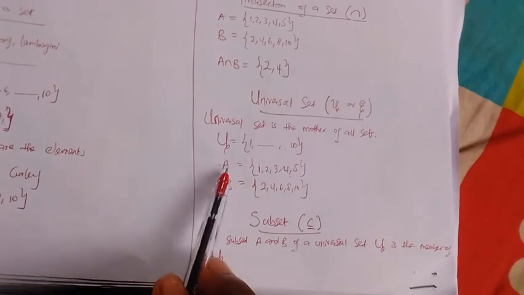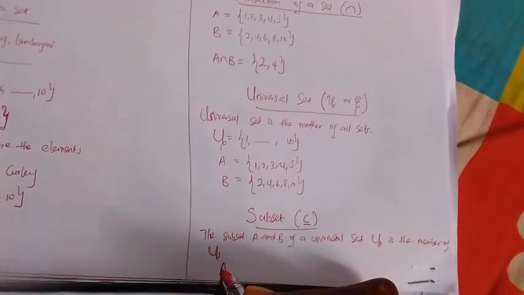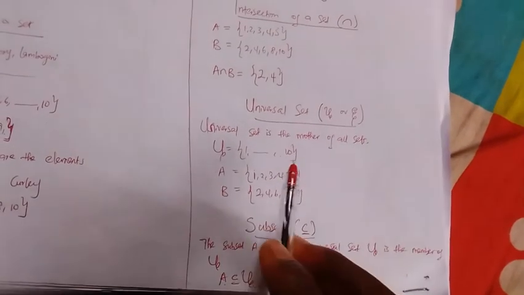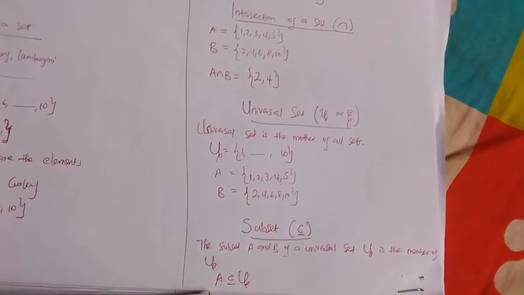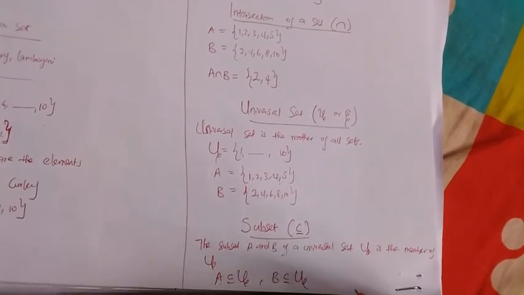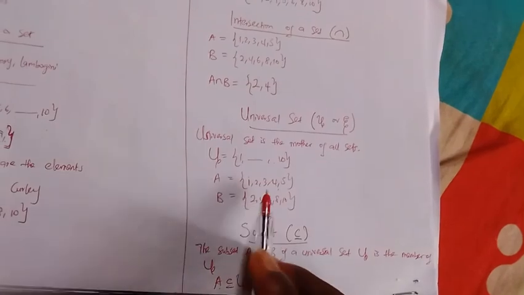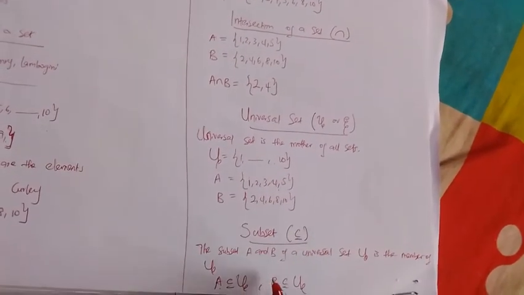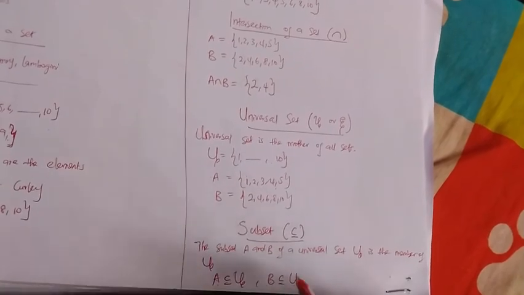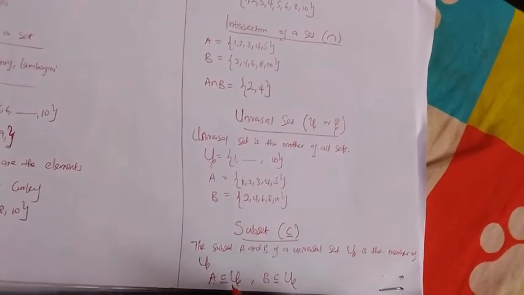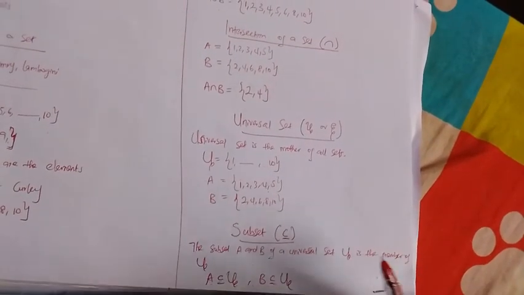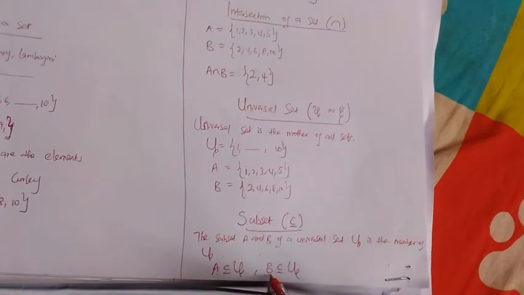Just as I explained earlier, A in this case is a subset of U. Why? Because all the elements in A are present in U. The same thing also, B is also a subset of U. Why? Because all the elements of B can be found in U. So it is a member, it is an element, and it is also a set on its own. Exactly, because A also has elements in it. The same thing with B.